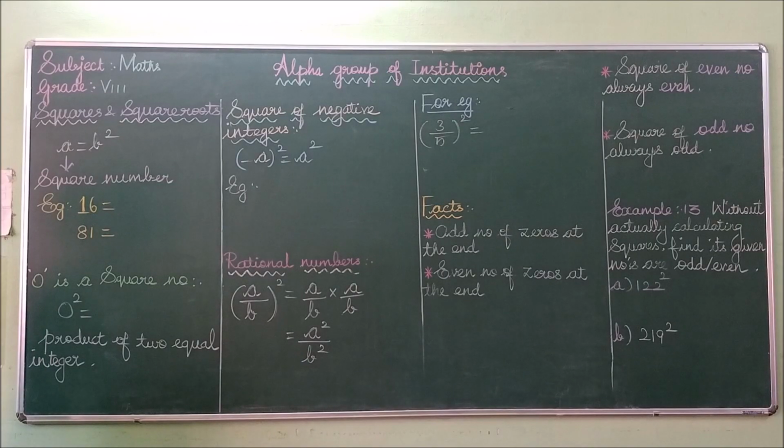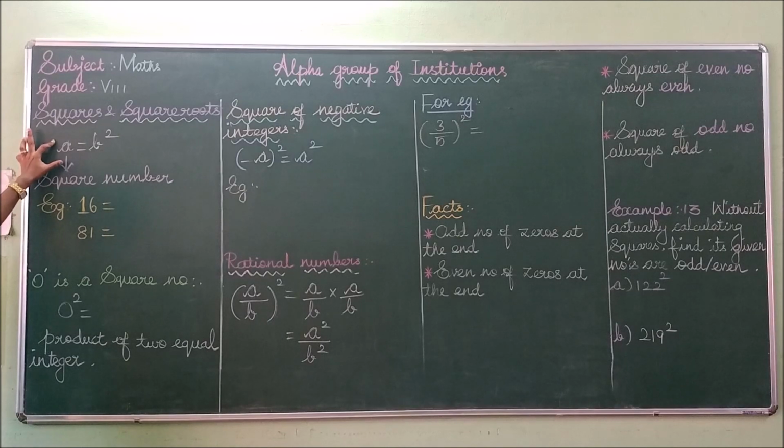Good morning students. Today we discuss the new exercise, that is squares and square roots. If a and b are two natural numbers such that a equals b square, then this a is called a square number or perfect square.